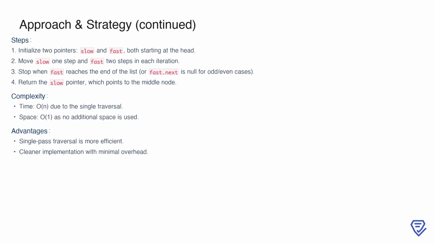To implement the two-pointer approach, we start by initializing 2 pointers, slow and fast, both beginning at the head of the linked list.